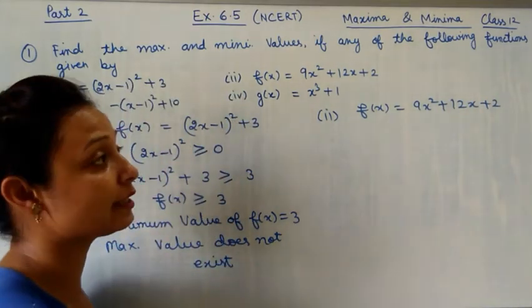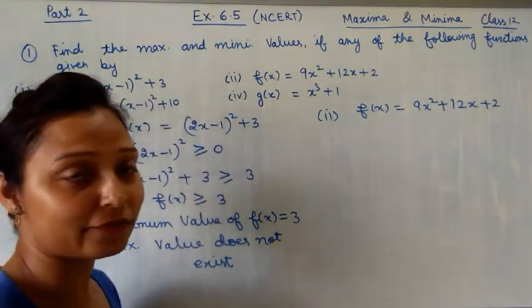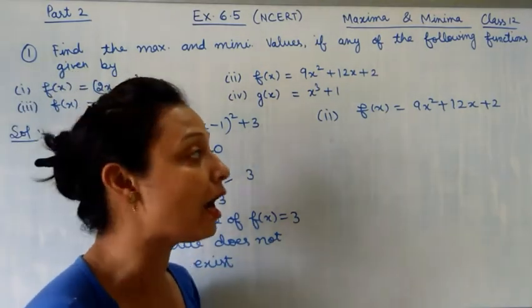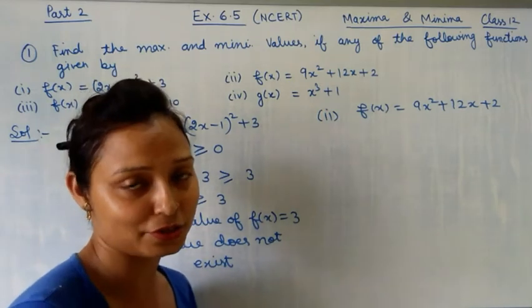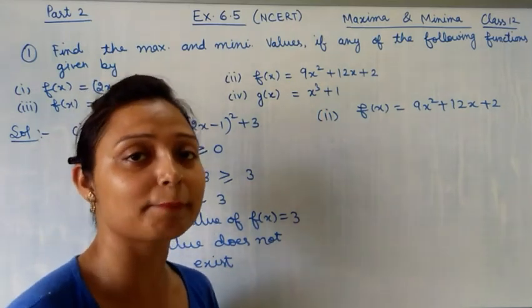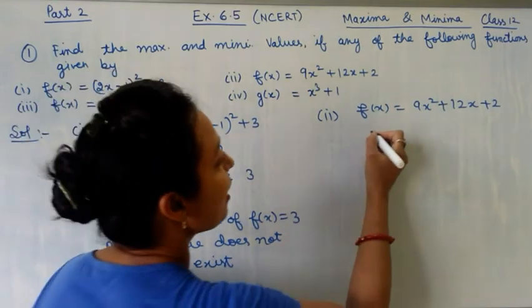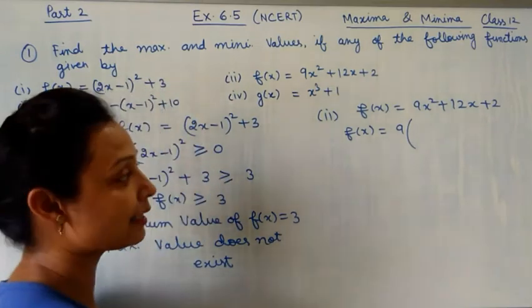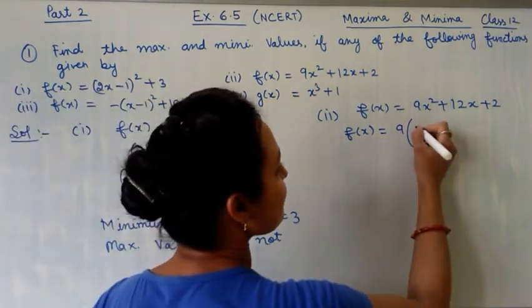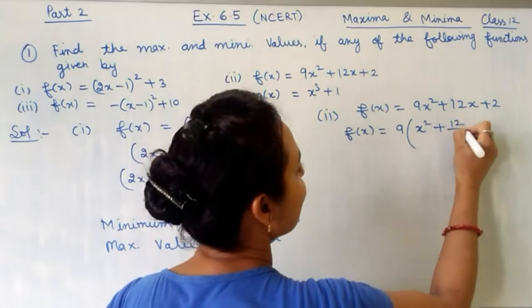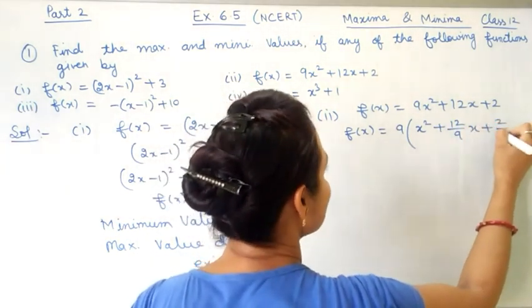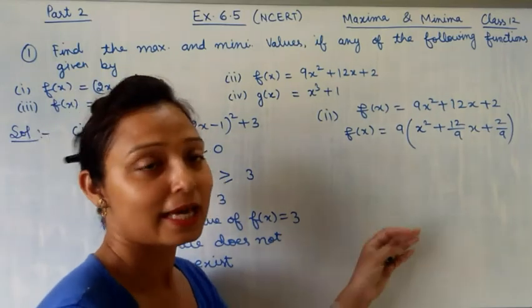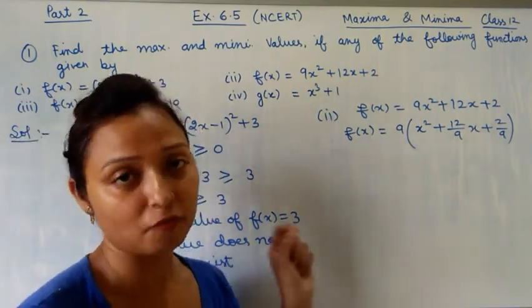How can we solve it? Here the square is given with x square, so how can we get the confirmation about this function? First of all, you have to make the perfect square of this function. Taking 9 common from all the terms, we have x square plus 12 by 9 x plus 2 by 9. Now I will add and subtract half the coefficient of x squared to make it a perfect square.